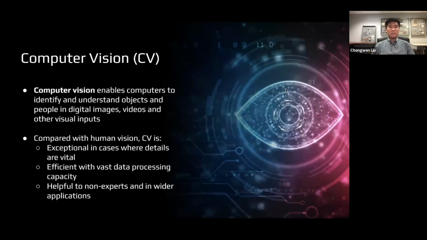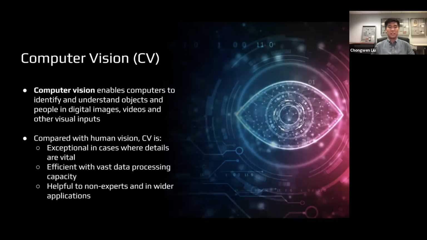So knowing these problems with the current identification methods of microorganisms, and that they are not very accessible to people in our field, our project would like to introduce the concept of computer vision in this identification process. So computer vision is basically we enable computers to identify and understand objects and people in digital images, videos, and other visual inputs. In recent years, computer vision has made great progress and can now be considered to surpass human vision in these aspects.